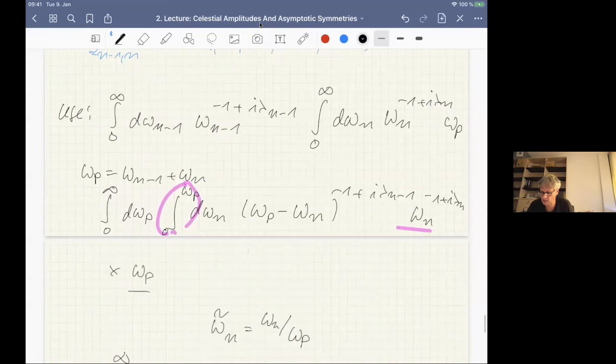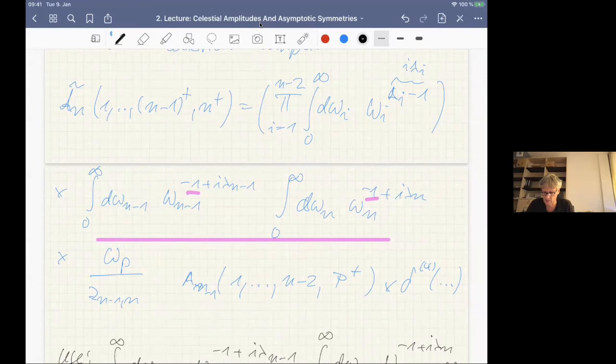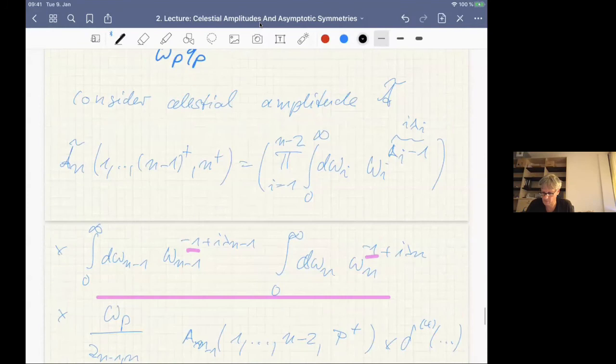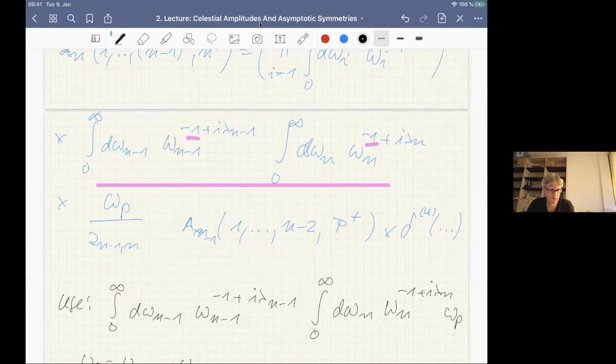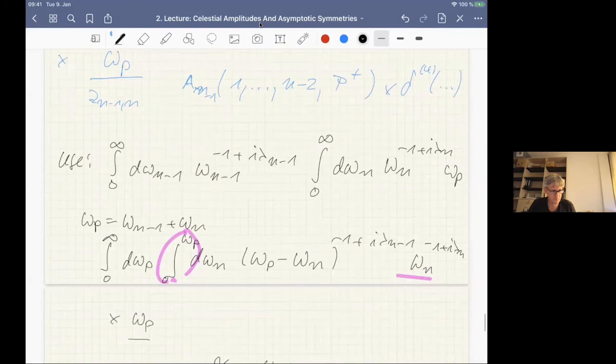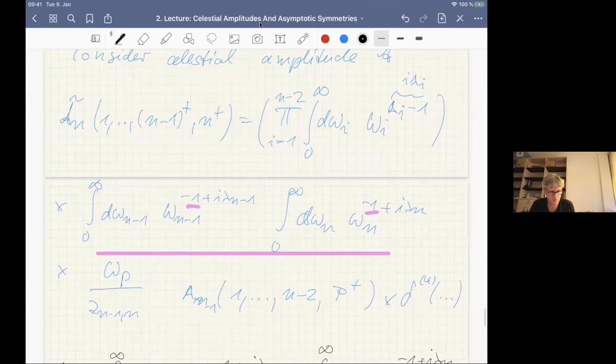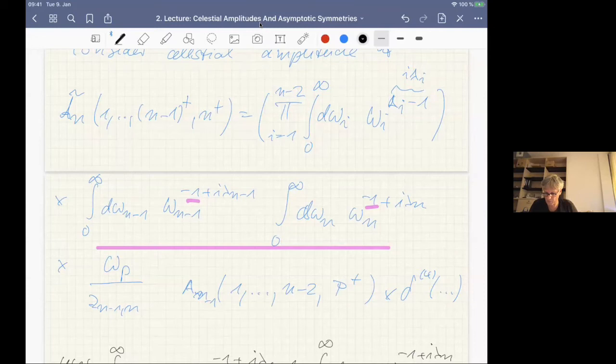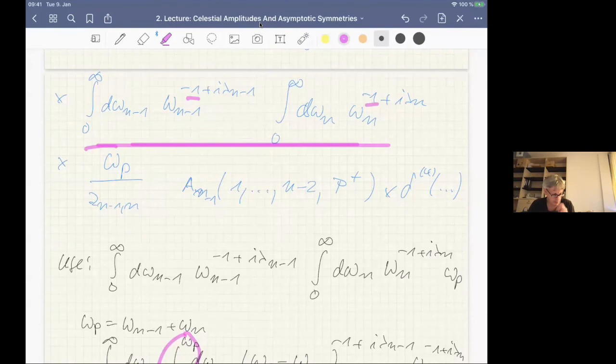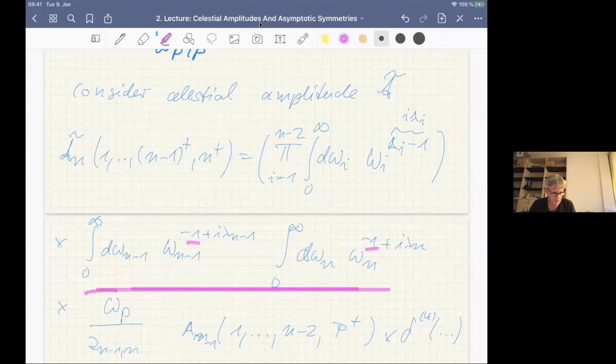So are there questions for these manipulations? So what we have done now is we have now managed to reduce this, omega n and omega n minus 1 integral, to a single integral, namely the omega p integral, which is the right integral for our Mellin transform.